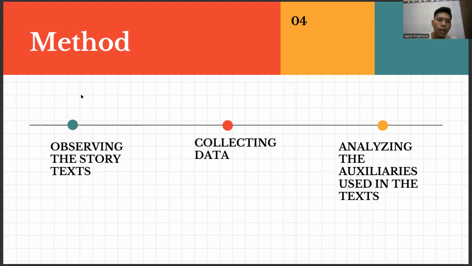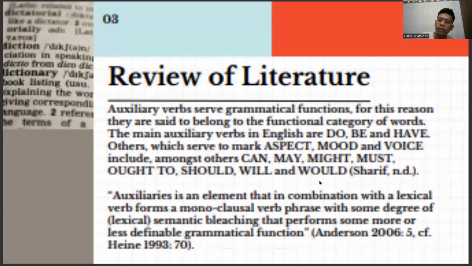So the method I use in analyzing the auxiliary verbs in this short story is by first observing the story text. It means that I read the text carefully and thoroughly, and then mark the auxiliary verbs I found in order to collect the data. Finally, I analyze the auxiliaries used in the text using the theory by Sharif, Heine, and Anderson.